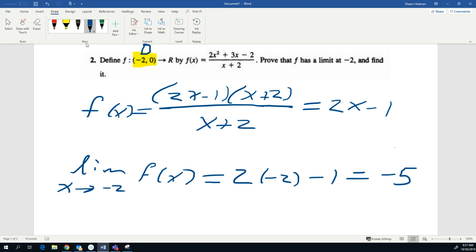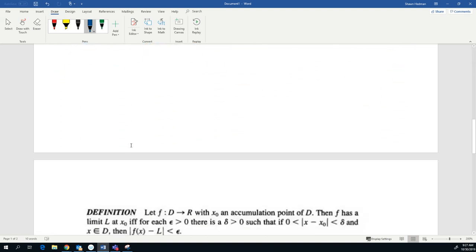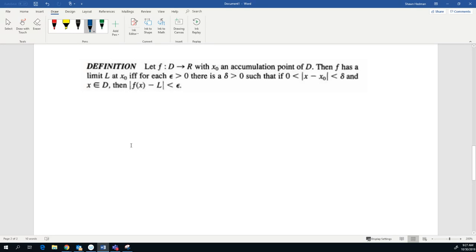Now let's prove that. And to prove it, let's look at the definition of what it means to be a limit of a function. This is from the same book, Introduction to Analysis. The first sentence here is: let f from D to R, D for domain, R for range, with x sub 0 an accumulation point of D. So let f be a function.